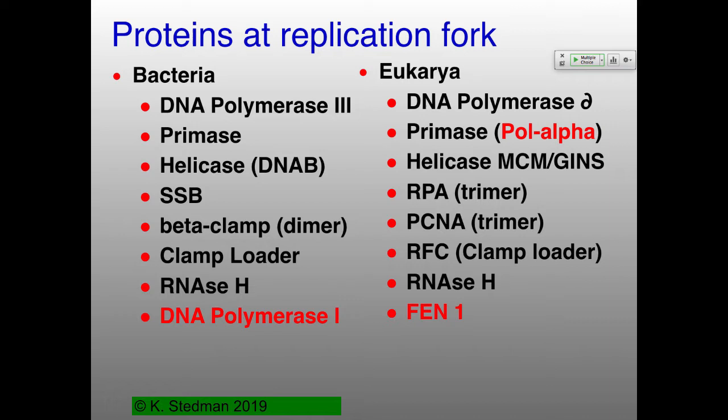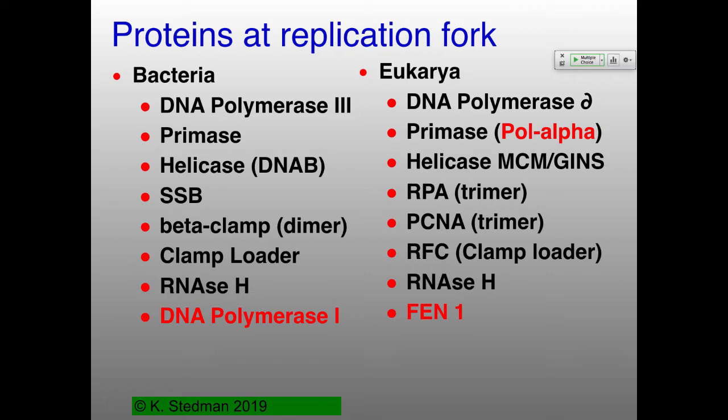So Pol alpha primase, you have just in eukaryotes, you don't have it in bacteria. And DNA polymerase 1, you don't have in eukaryotes, but you do have in bacteria. FEN1, on the other hand, you have in eukaryotes and you don't have in bacteria. So this is, again, a quick review, hopefully useful for that next exam, which is coming along.